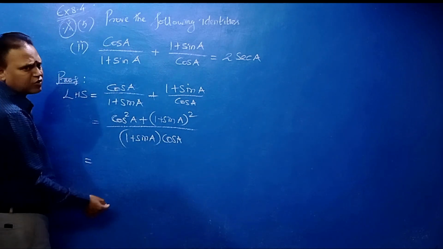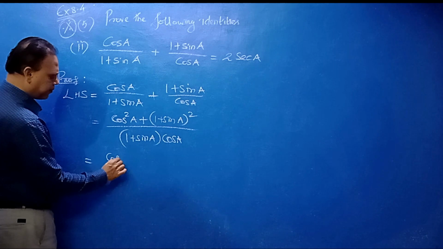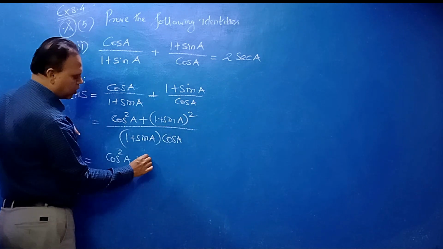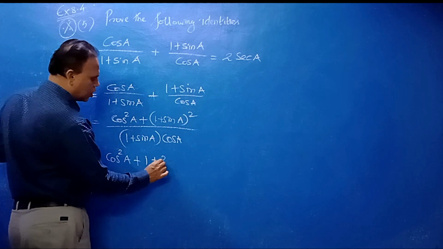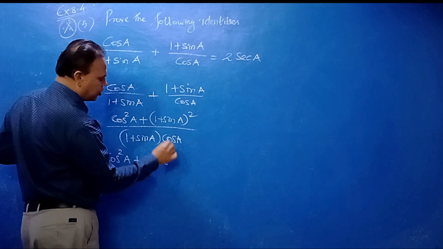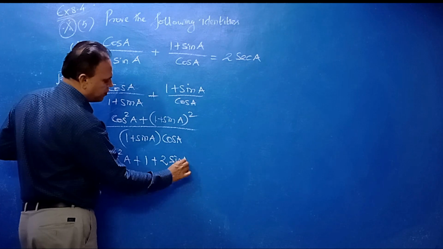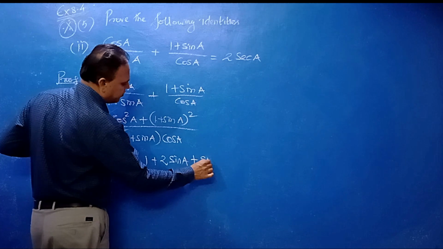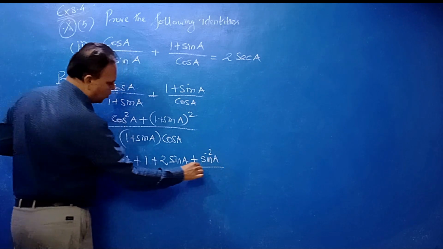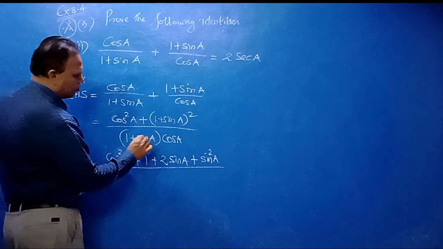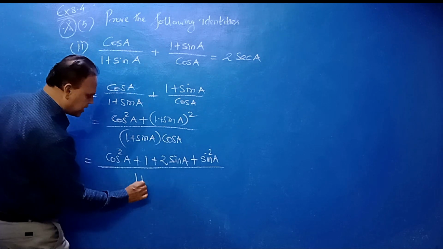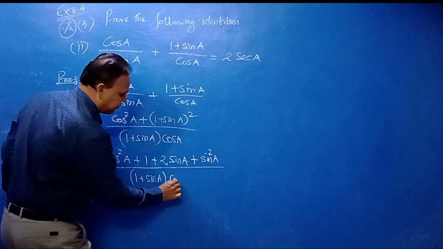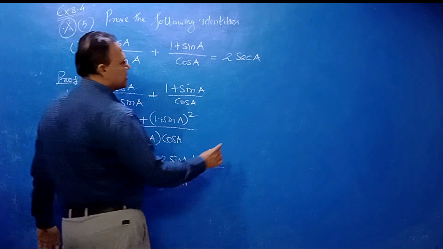Now just a simplification only. cos squared A plus, this is the (A plus B) whole square formula, so 1 squared, that is 1, plus 2 into 1 into sin A, 2AB, right? 1 is there, that's why no need to write, plus sin squared A, whole divided by 1 plus sin A into cos A. Keep the denominator as it is, don't multiply. Sometimes the numerator will get the same factor, that's why we can easily cancel it.